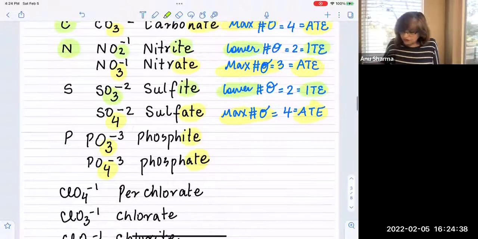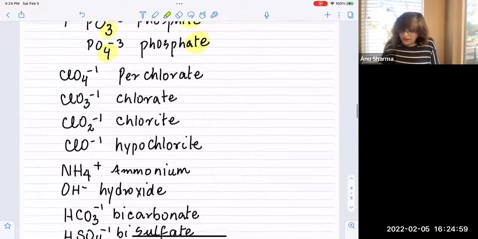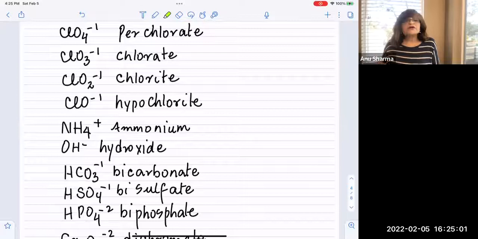Same story with phosphate. Phosphorus can combine with 3 oxygens, and the maximum, the highest number of oxygens that can attach to phosphorus is 4. Of course, with the charges, okay? So both of them will have the 3 charges, but the lower oxidation state is phosphite, a higher oxidation state is phosphate, okay? Now, we also looked at the chlorine.